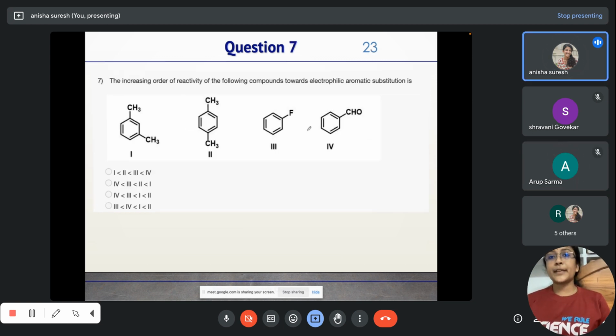Now coming to question number 7, the increasing order of reactivity of the following compounds towards electrophilic aromatic substitution is. Here we have four different compounds: this meta substituted CH3, para substituted CH3, then this fluoro compound and CHO. Option B, you are telling.